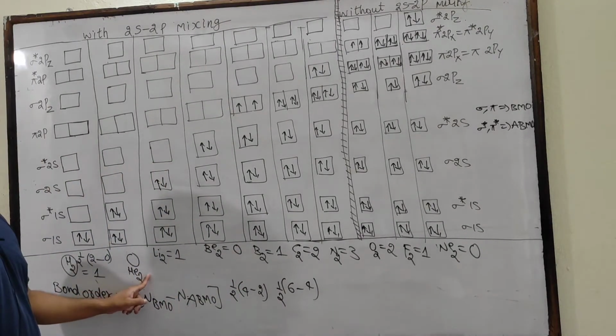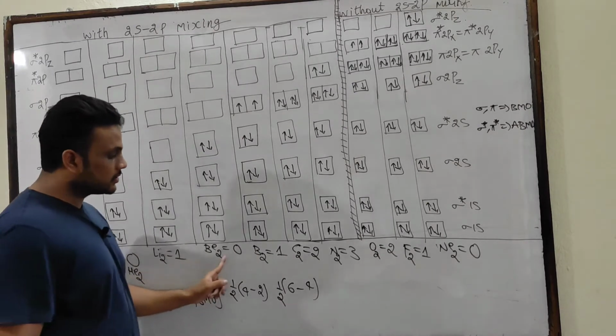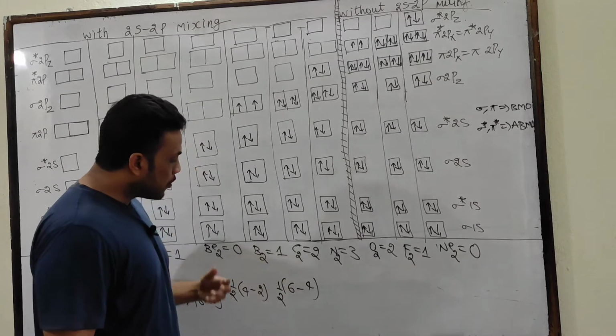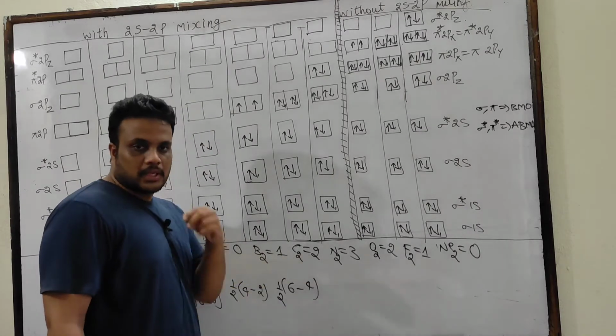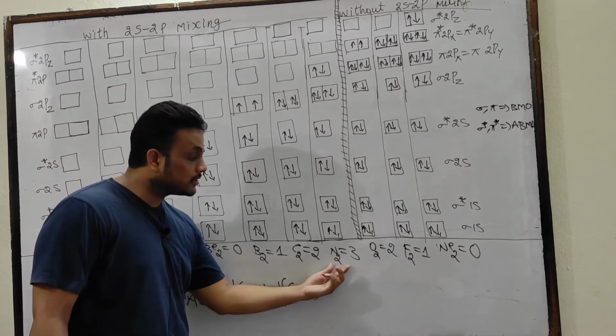Bond order is 0, this molecule does not exist. Bond order is again 1, again 0, it does not exist. 1, 2, 3, it means bond enthalpy increases. Bond becomes more and more strong. That's why you see N2 bond order is 3.